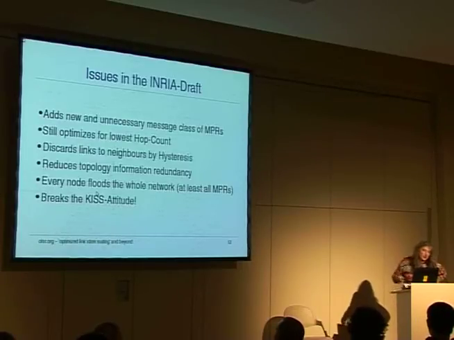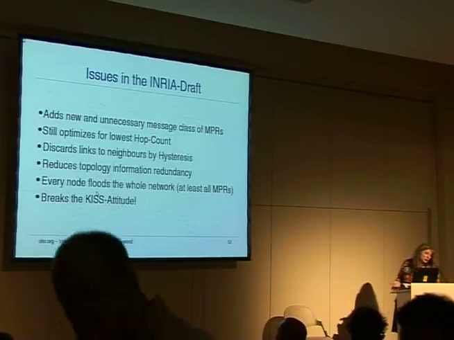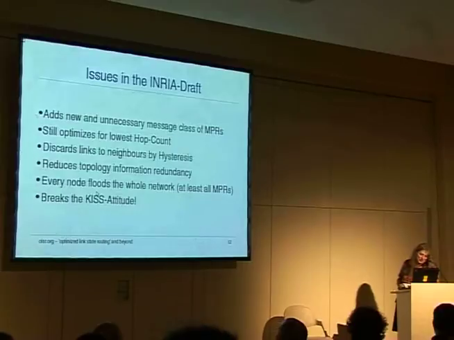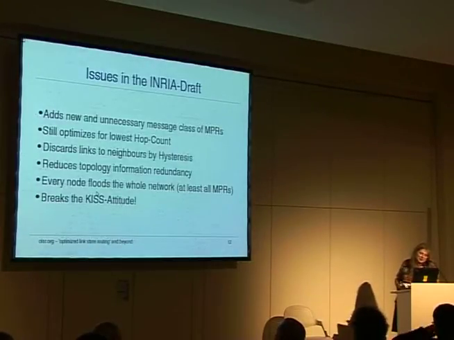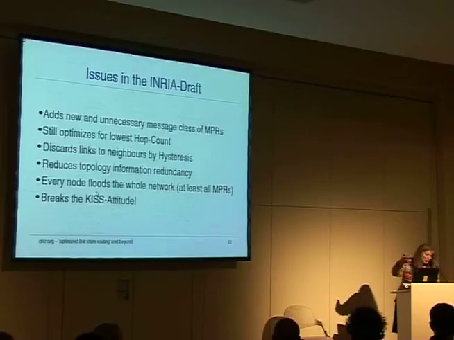This nice idea, at first sight, of multi-point relays reduces topology information redundancy. Well, it's what it was meant for, to reduce the redundancy and save overhead. But it also reduced the stability in the network, because once you have traffic in your mesh network, you have collisions. And so some packages don't come through, and you're quite happy if you have some redundancy.